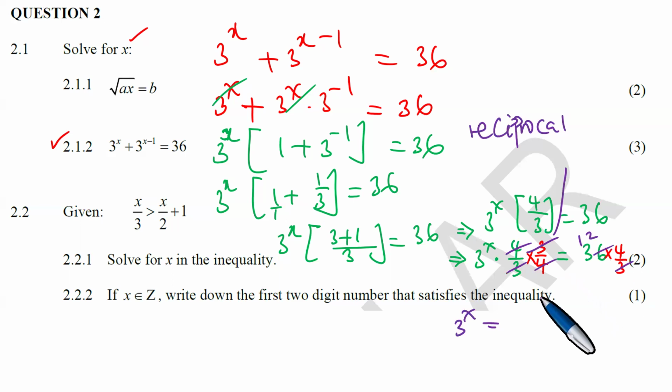Okay, you're getting 48. So 36 divided by 3 is 12. 12 times 4 gives 48. You're so quick. And then divide both sides, 3 cancels 3, and x remains.